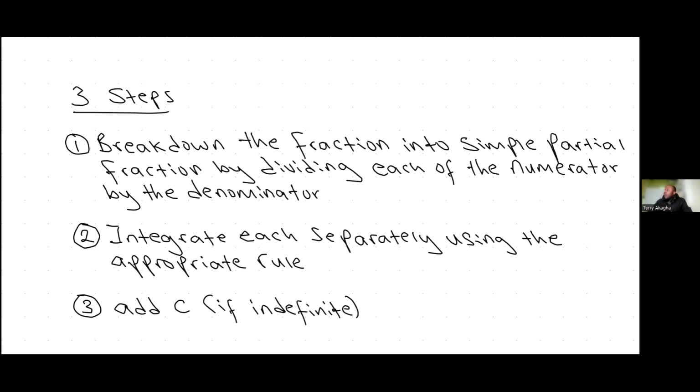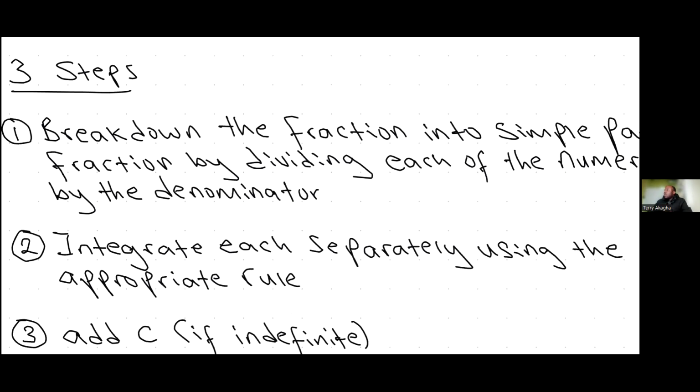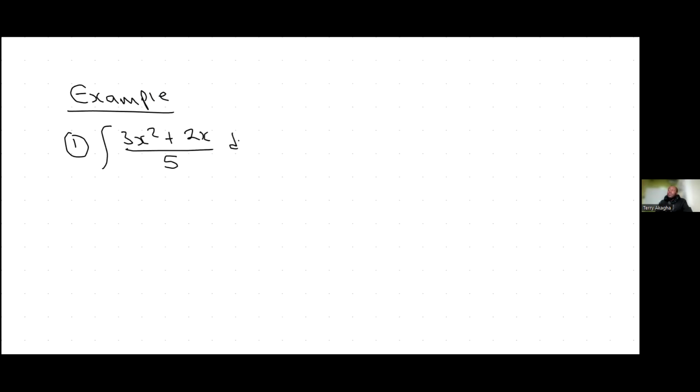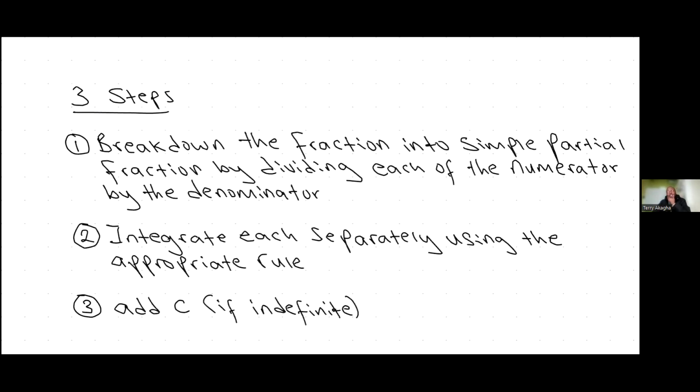All right. So let me pick an example so that it will make more sense to us. Let's have this example here so that we can explain what I'm trying to convey. So we have 3x squared plus 2x, divided by 5, and we should integrate this with respect to x. So the first thing you do, step 1, is break down this fraction into simple partial fractions by dividing each of the numerators by the denominator, right?